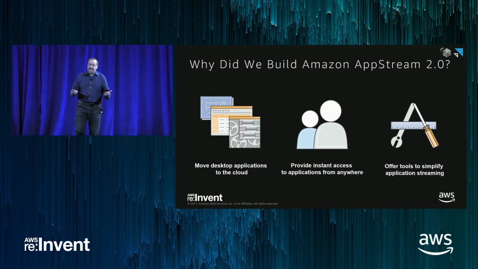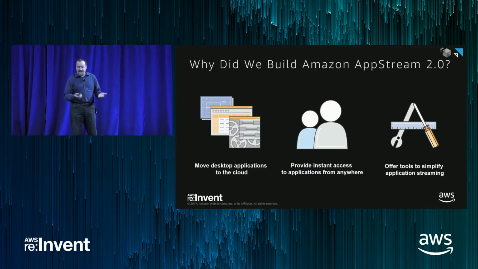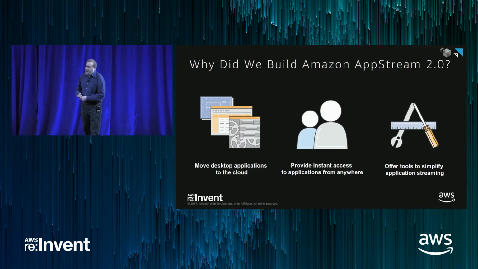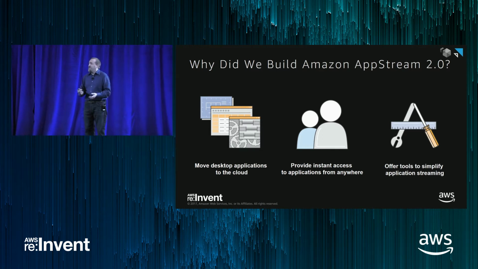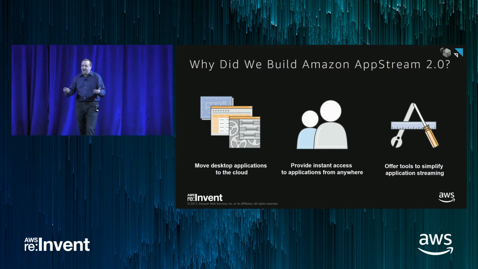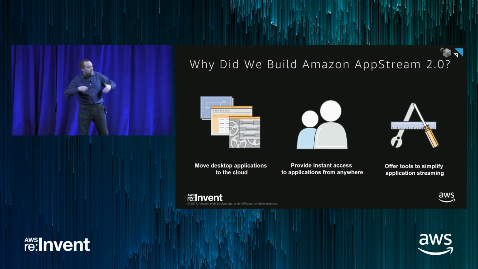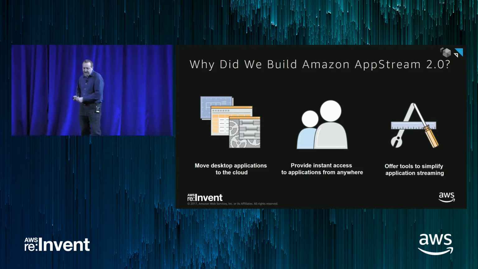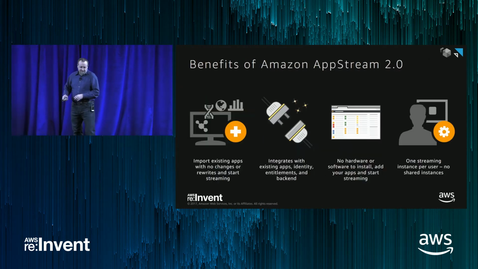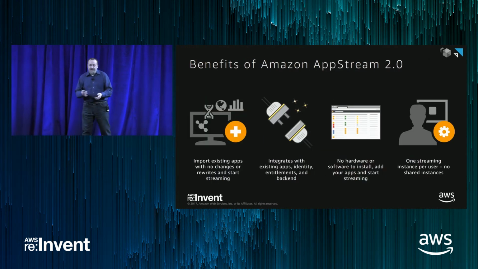Users need instant access to applications from anywhere, ideally on any type of device. And as IT, we want simplicity, right? We're kind of lazy. We want to be able to do things the easiest way we can. So we found a way to let you install applications on Windows instances and set up the streams, and the applications, for the most part, just work. There's no code to rewrite, no changes.